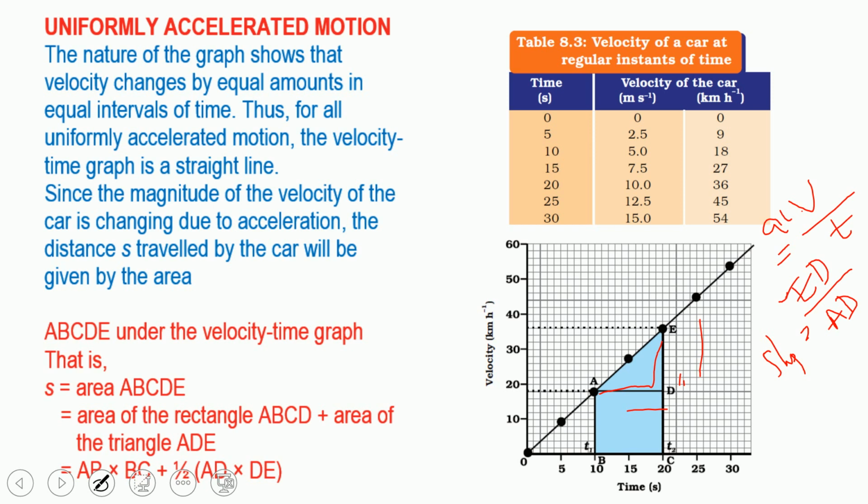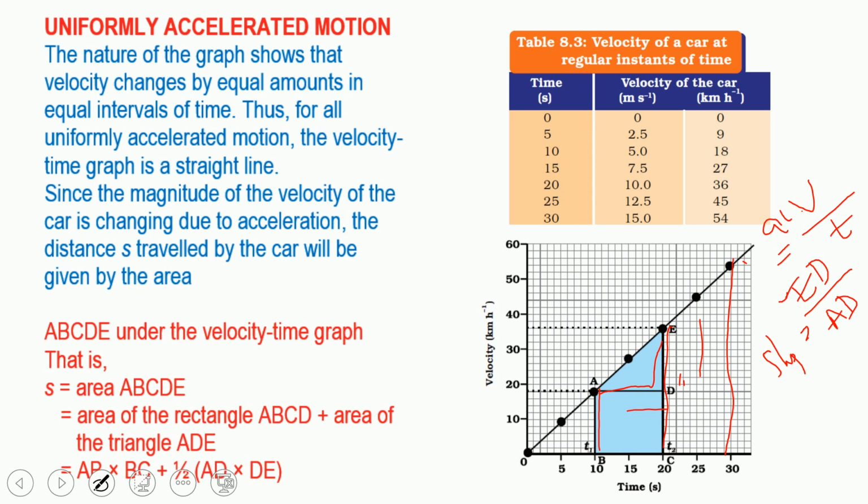Now again we are going to take the area, between any two points on the line and the x-axis. Any area you can take, this much also.